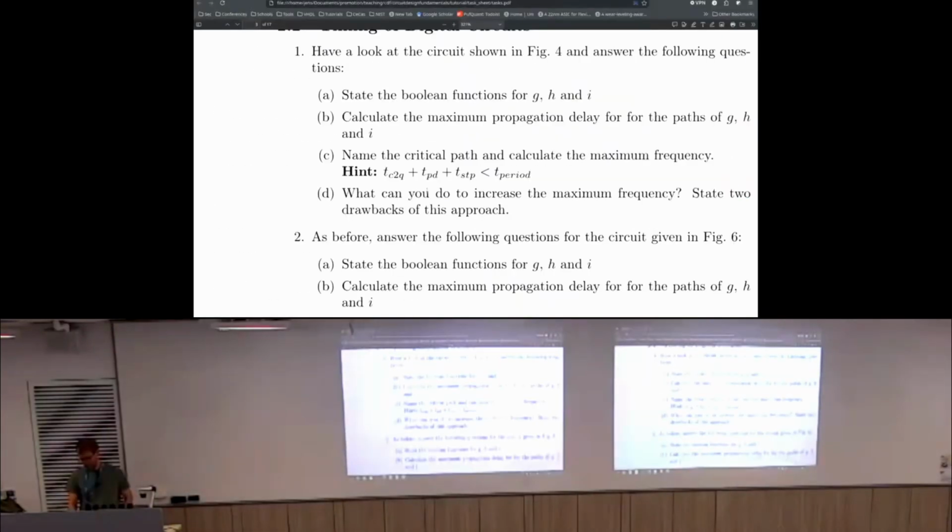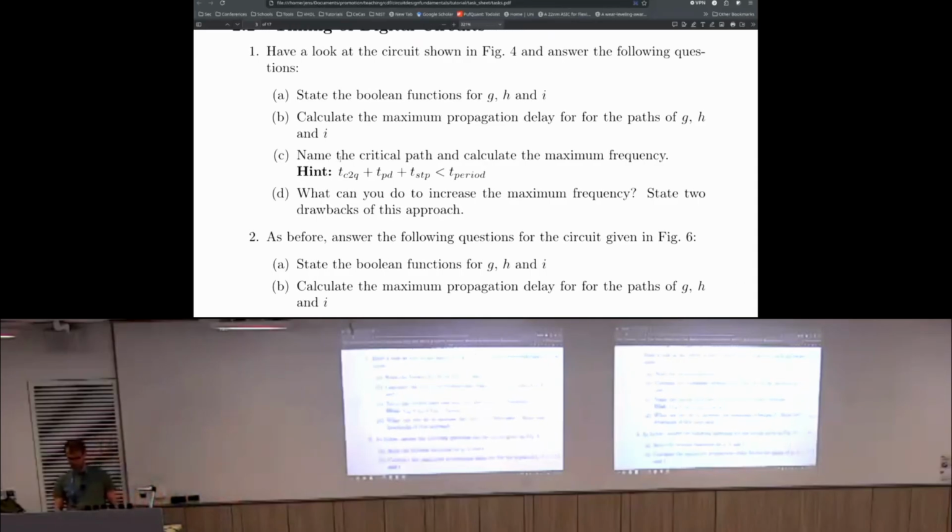All right, so we're still with task C, and next step would be to calculate the maximum frequency we can use. There's also a hint given already, which is the setup requirement. It consists of T_C-to-Q, T_PD, and T_SETUP, which is smaller than T_period. So this is the setup frequency. There have been already some questions about what those variables stand for.